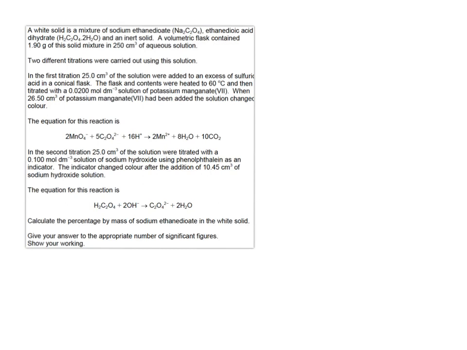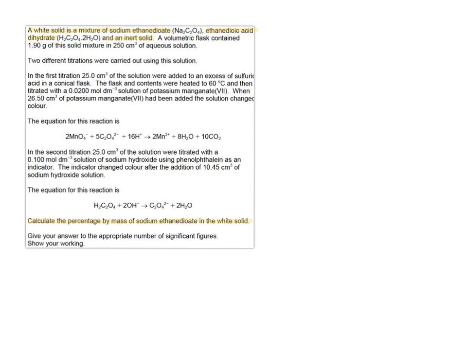Okay, this is a very hard titration question. So let's look at what we're told. We're told we have a white solid with sodium ethanedioate in it. We've got ethanedioic acid dihydrate. We've got an inert solid. And ultimately, we have to calculate the percentage by mass of the sodium ethanedioate.